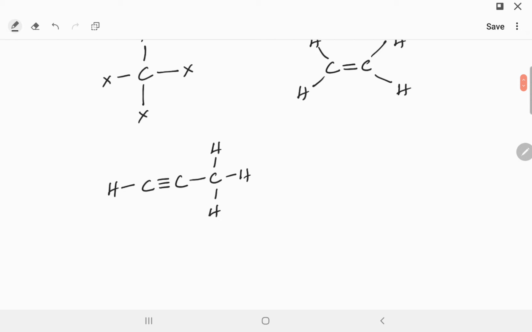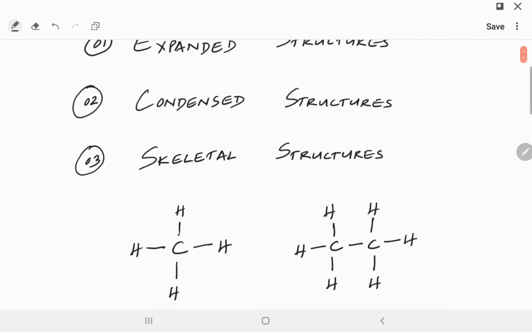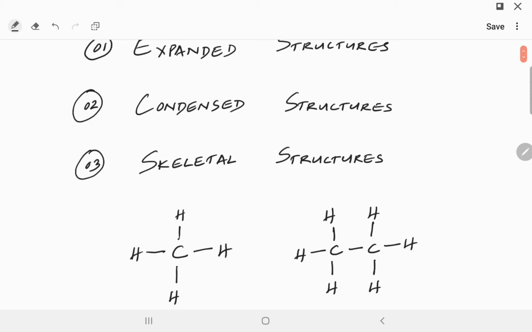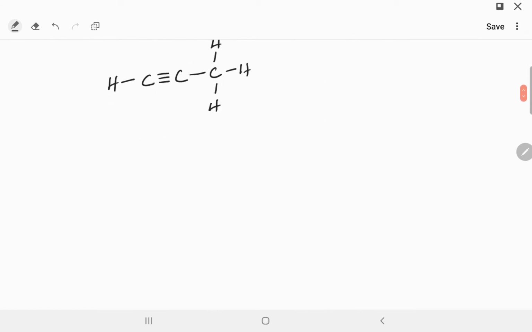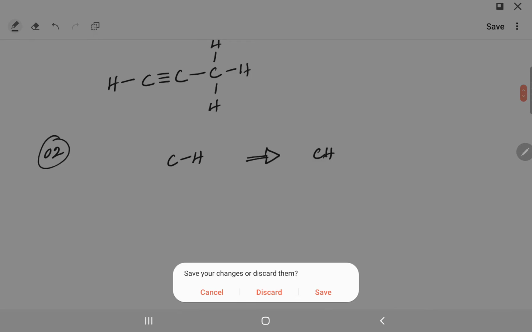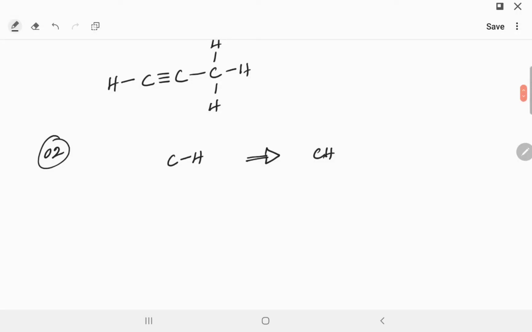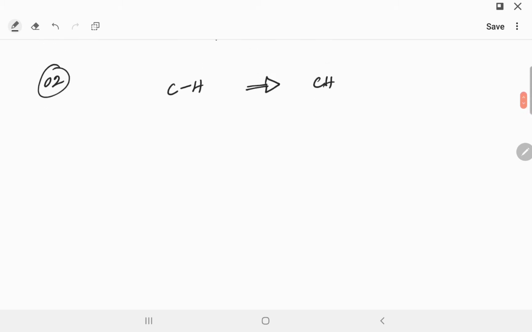That is important. All right, so the second method that we are going to learn is called condensed structures. In drawing condensed structures, we follow 2 things. We usually do not write carbon-hydrogen bonds. Instead, we write the hydrogens next to carbon. So let's try out a molecule.